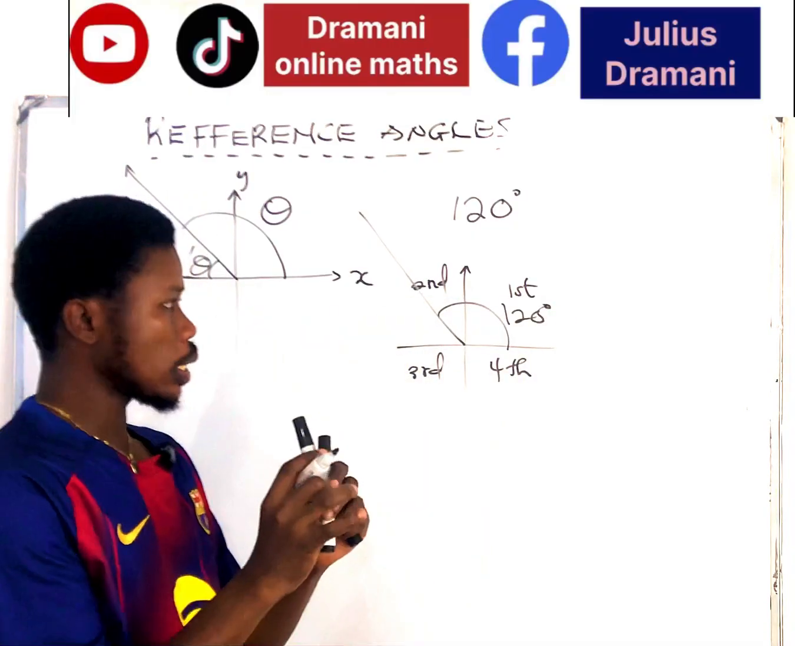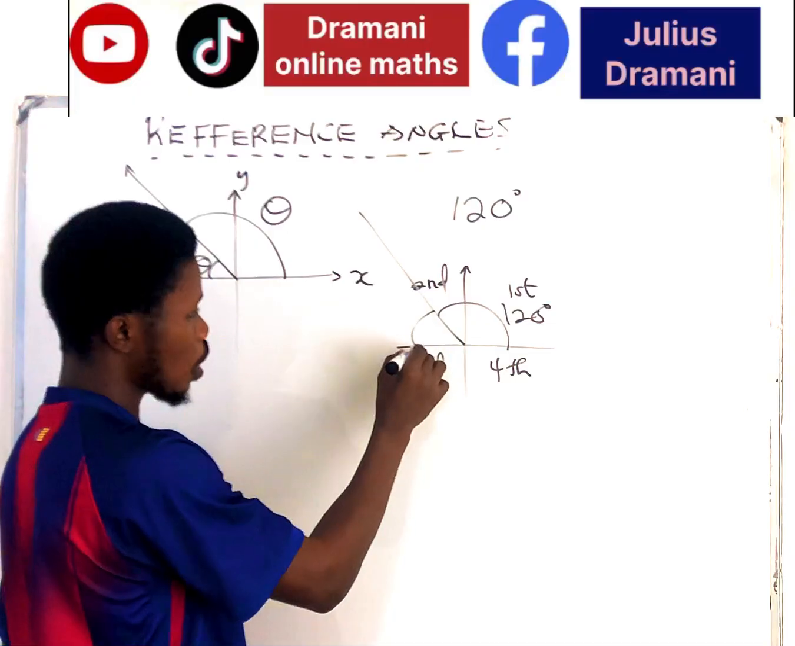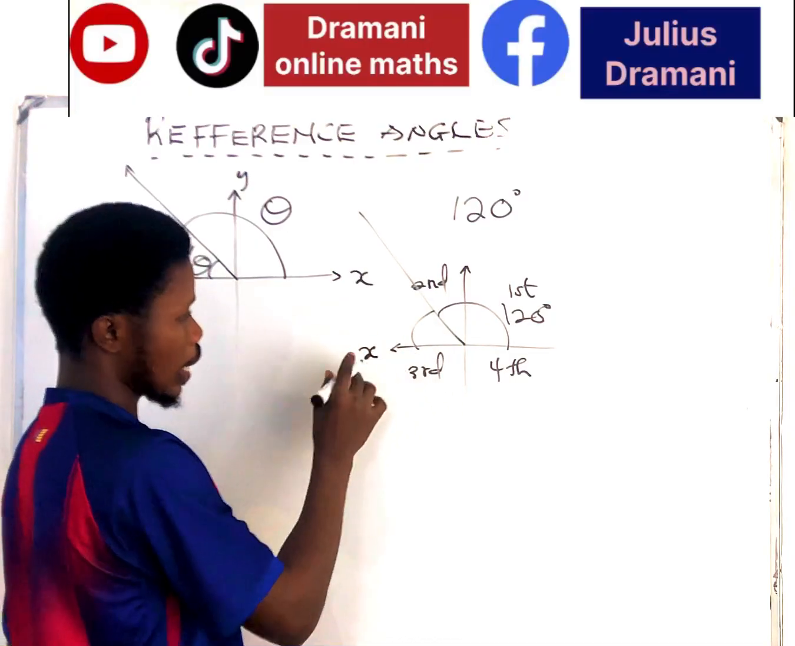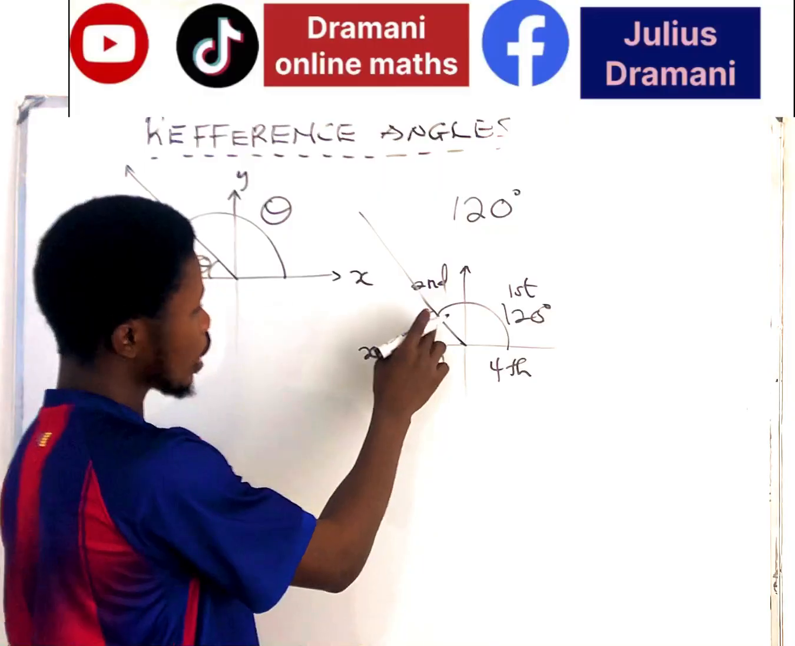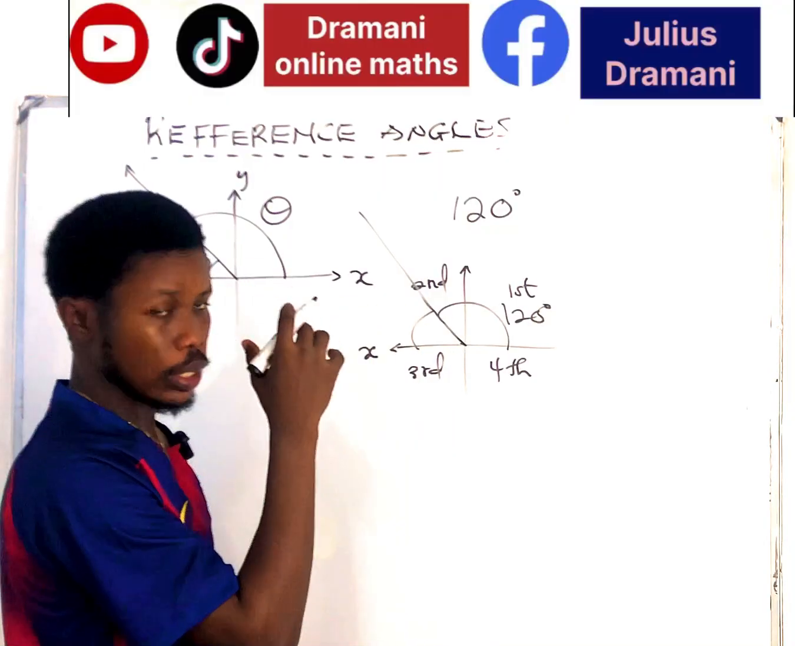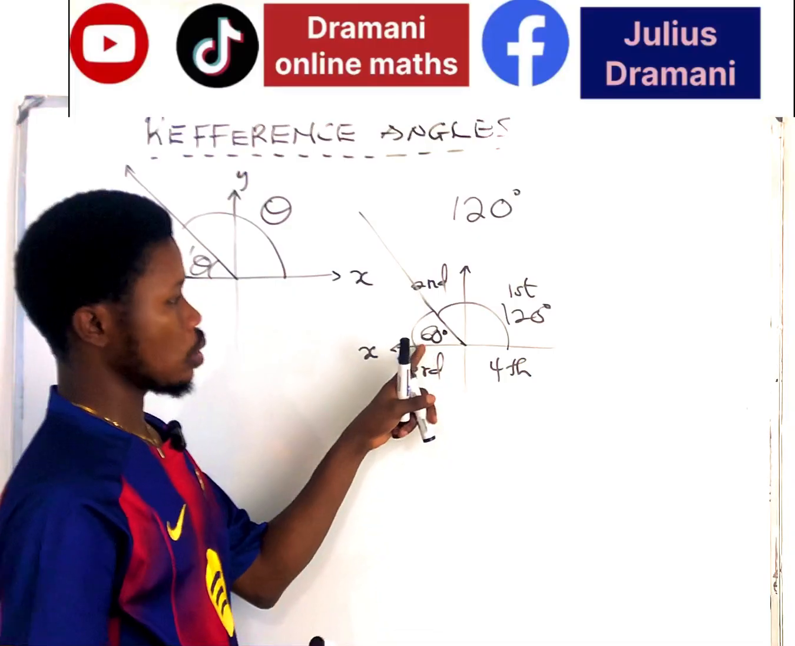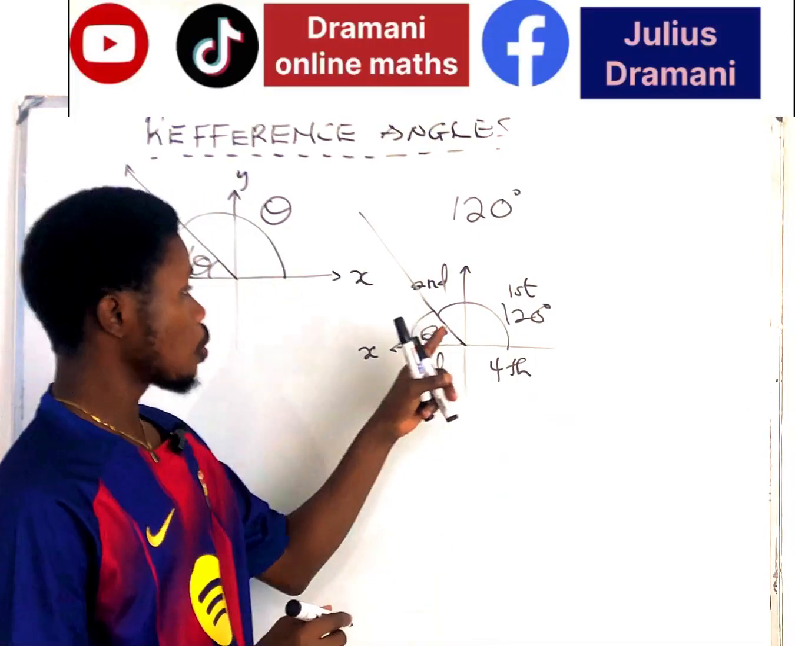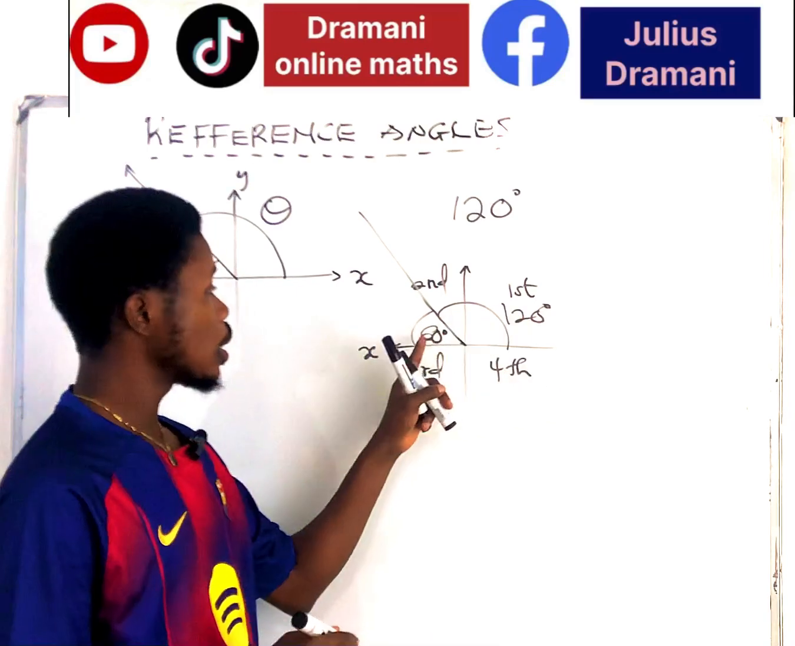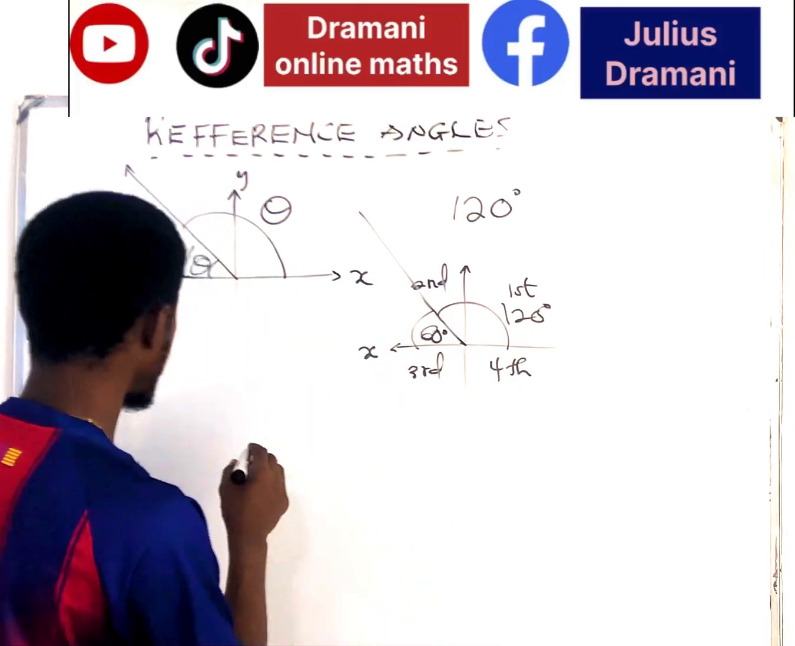But to get the reference angle of 120 degrees, we are interested in the small angle that forms with the x-axis and the terminal line. So the angle that forms here becomes our reference angle. And here will be 60 degrees, because that will make this line be 180 degrees. So the reference angle of 120 degrees is 60 degrees. Is that okay? Now let's also look at 240.